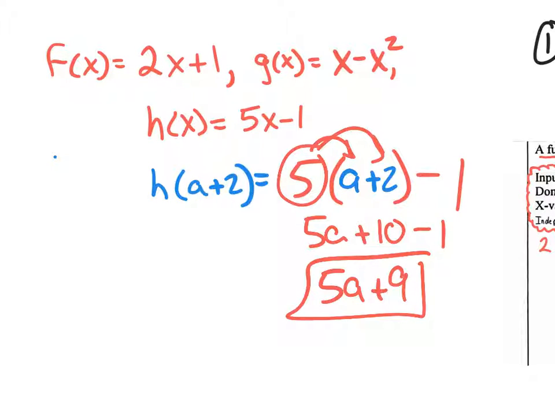I mean, if you understand that, dang, you got it all. You understand everything to deal with function notation. Huh? That's it. That's the answer. This input of a plus 2 gave you the output of 5a plus 9. That's like on another level right there.